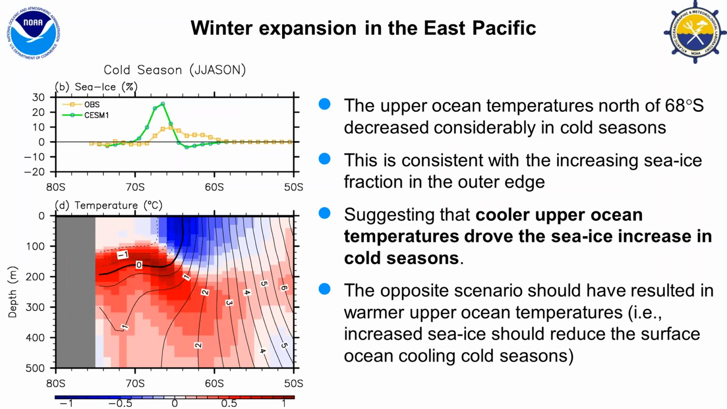Now this is the ocean temperature trend as a function of latitude and as a depth average over the Amundsen and Bellingshausen Sea, for the whole season, AJSON. And this black line is the climatological temperature, and this color is the trend.